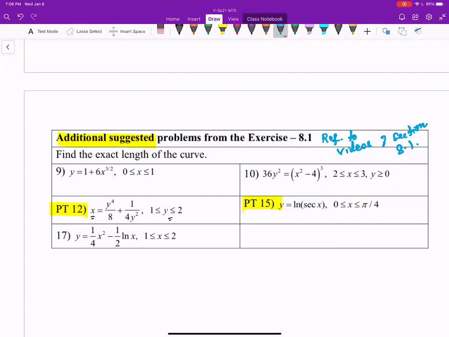This part of the video is part B, and then part A is also there, which we covered, where we derived the arc length formula. Hope these videos are helpful.